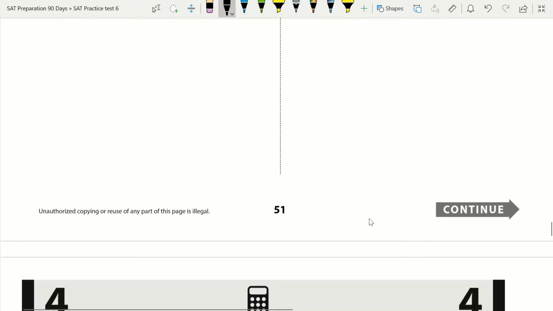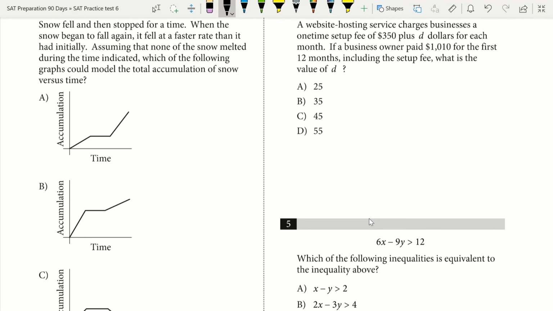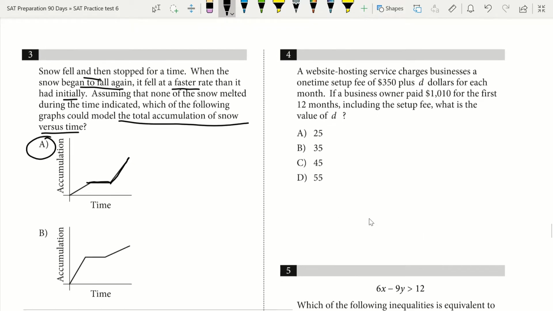All right, question number 3. Snow fell, then stopped for a time. Then when the snow began to fall again, it fell at a faster rate than it had initially, assuming none of the snow melted during the time indicated. Which of the following could model the total accumulation of snow versus time? Well, we know that snow is falling, so the accumulation is going to go up. Then it stops for a while, so it's going to flatline. Then it's going to increase at a faster rate since more snow is falling per minute. So answer choice A is perfect. The answer for number 3 is A.